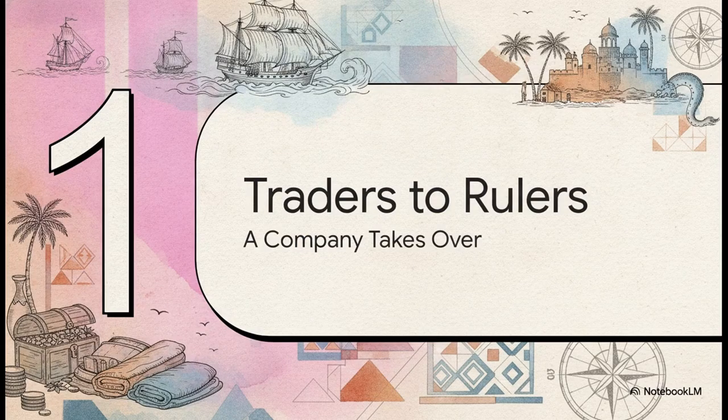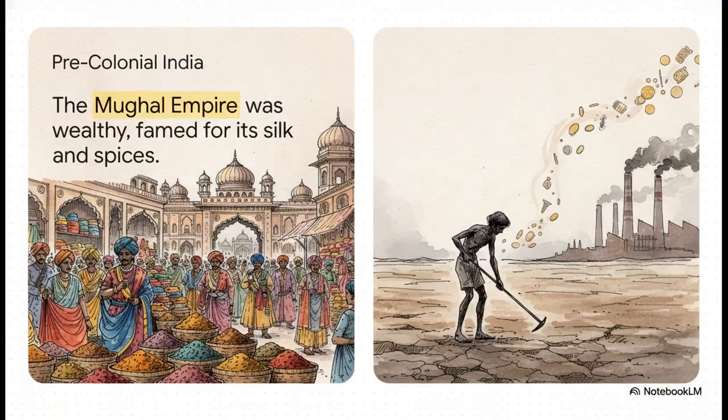Step 1. Traders to rulers. To really grasp this, we got to rewind to the early 1600s and look at the stark contrast between these two eras. Before colonial rule, the Mughal Empire was at its absolute peak. Cities like Delhi were these massive magnets for global merchants, and the subcontinent was world-renowned for its immense wealth, stuff like silk, spices, and cotton.